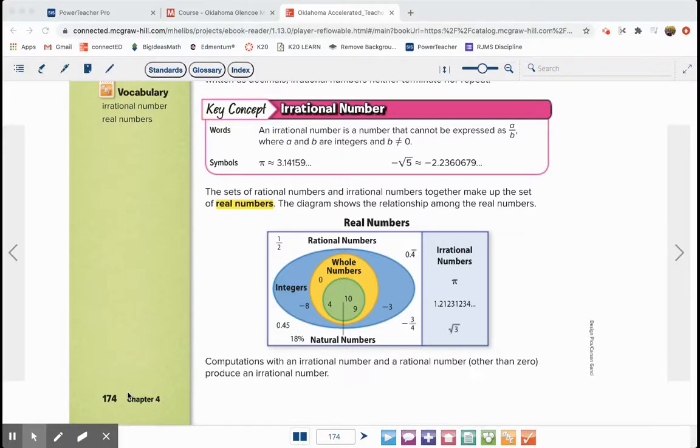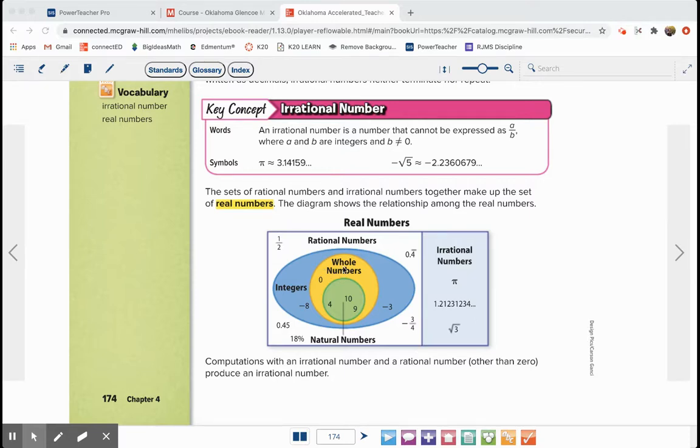Okay, so today's lesson is 4-7, the real number system. What I want you to do is copy down this entire little box that says real numbers. You're not coloring, but you're going to have a circle with integers, whole numbers, natural numbers, rational numbers, and irrational over here. So draw this little table. You can pause the video to do that now. Okay, so now we're going to talk about it.